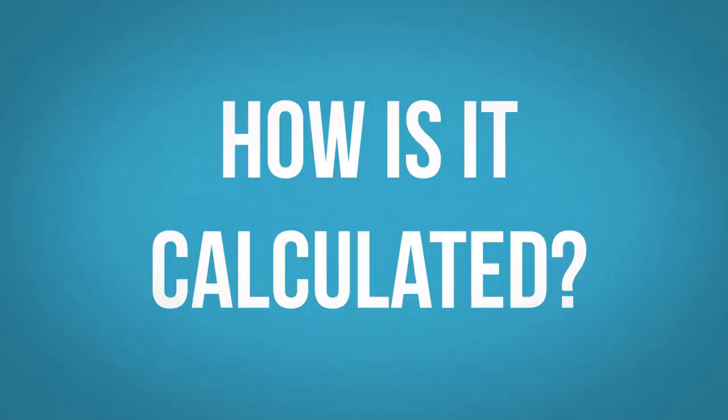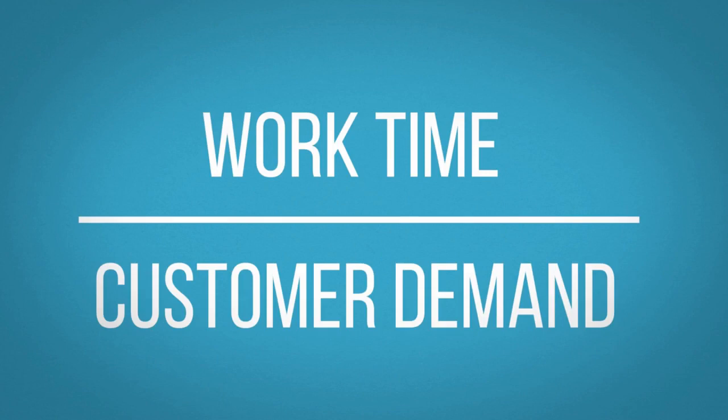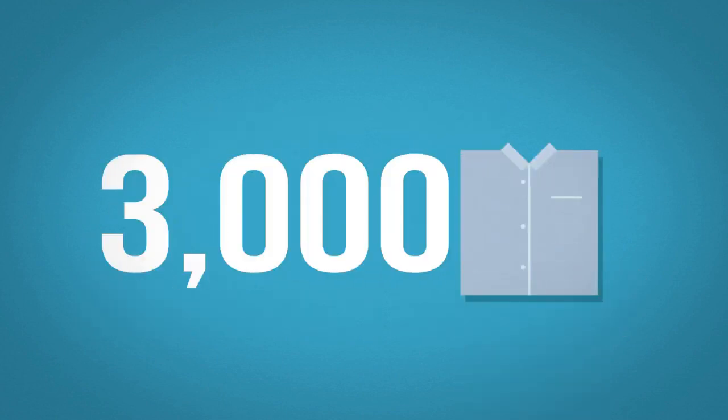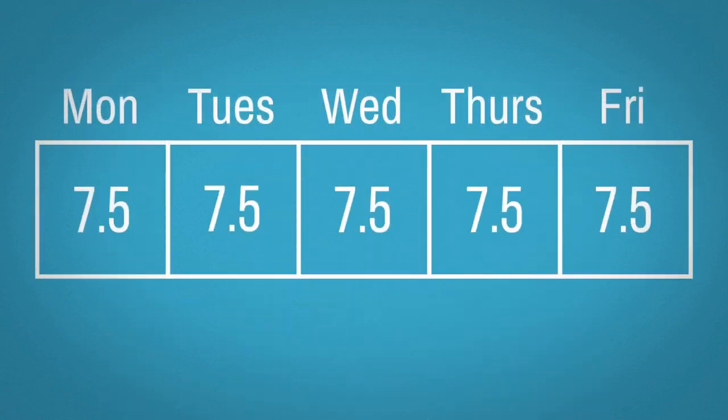How is it calculated? Divide the available work time for the process by the customer demand. For example, a clothing manufacturer needs to produce 3,000 dress shirts per week. Each week has 5 working days with one 7.5-hour shift.